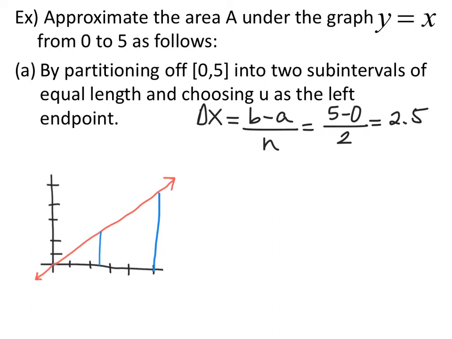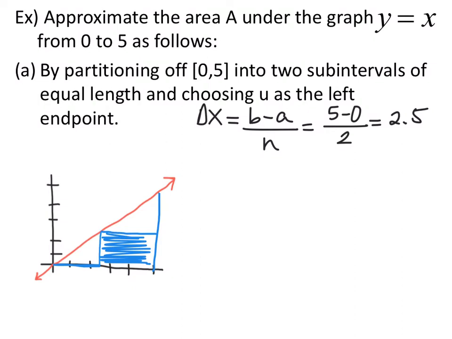Then it wants us to choose our height as the left-hand endpoint. So if we're looking between 0 and 2.5, our first rectangle, which is the left-hand endpoint? 0 is the left-hand endpoint. So I'm going to go to the height at 0, which in this case is 0, and that's going to be the height of my first rectangle. My second interval, between 2.5 and 5, I want to pick the left-hand endpoint. The left-hand endpoint is 2.5, so I'm going to go up to its height and make that the height of my second rectangle. So I have one rectangle here and one rectangle here, and that's how I'm going to estimate the area underneath this curve.